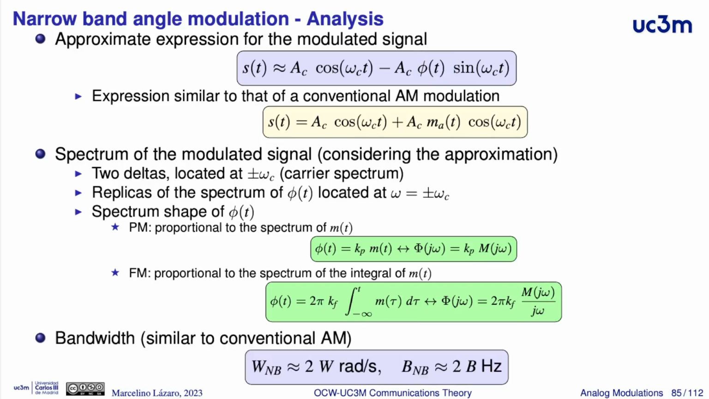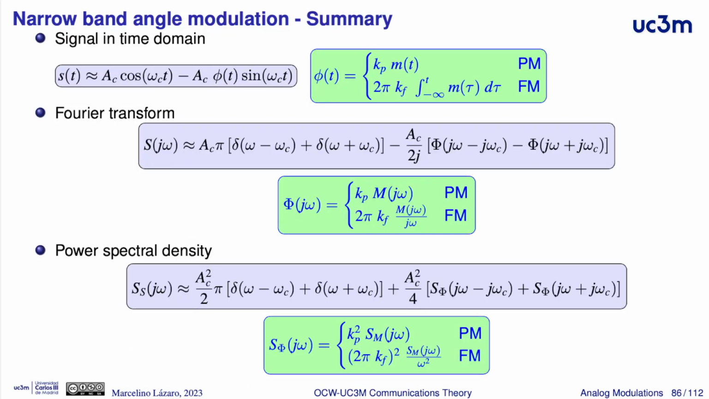In any case, as in the conventional amplitude modulation, the bandwidth is approximately equal to 2 times the bandwidth of the modulating signal, because the replica will produce a bandwidth 2 times W when it is shifted to plus and minus omega c, and the support for the frequency response of the integral is the support of the spectrum of the modulating signal, which has also a bandwidth 2 times the bandwidth of the modulating signal when it is shifted to plus omega c.